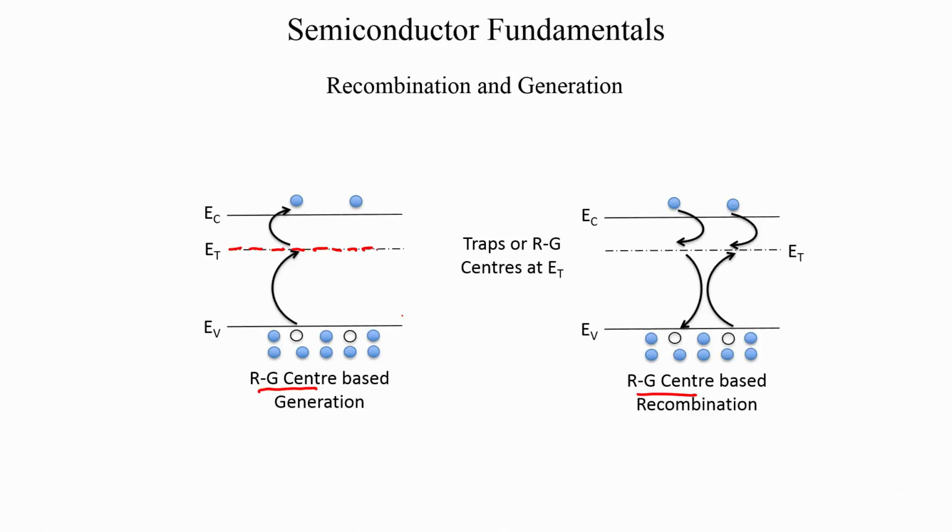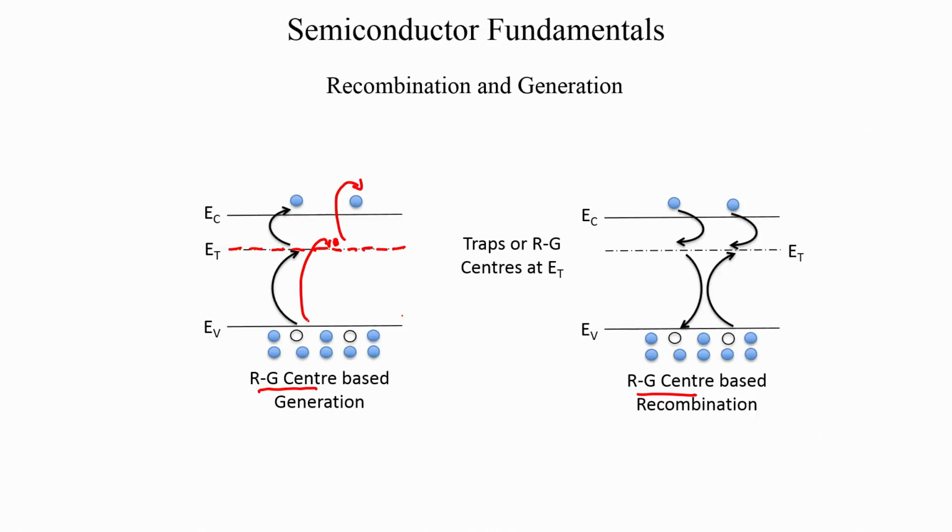So, these trap states aid as a stepping stone, or like a ladder, for the recombination and generation processes. Therefore, an electron in the valence band can first climb onto this state, first occupy this state, and then get excited into the conduction band. So, this two step process need not happen at the same time.